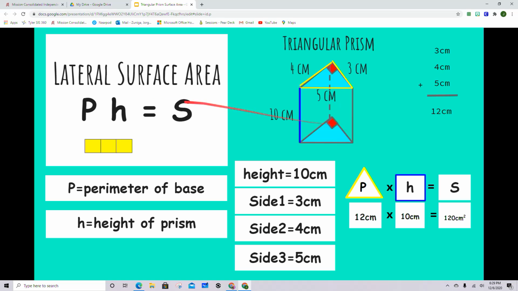So once again, lateral means that you only found the area of the 3 rectangles that wrap around this triangular prism. What did we not find the area of? We did not find the area of the base on top and the bottom. So for this lesson, we only focused on finding the lateral surface area, which would be this rectangle in the front, the rectangle in the back that I'm tracing here, and the one on the opposite side in the back. That is the lateral surface area that we found. We found the area of those 3 combined rectangles.